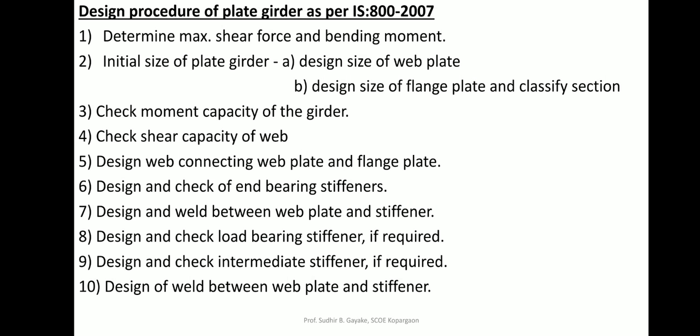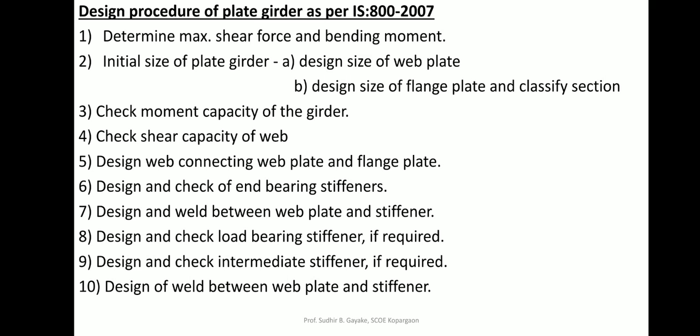Before that, we will check the overview of the design procedure for a welded plate girder as per IS 800:2007. Initially you need to determine the maximum shear force and bending moment. Already for beam sections we have seen the standard conditions. A simply supported beam subjected to UDL gives WL square by 8, subjected to a central point load gives WL by 4, and subjected to an eccentric load gives WAB by L. According to these conditions, or a combination of them, you should be able to calculate the maximum shear force and bending moment initially, because based on this your cross section will be defined.